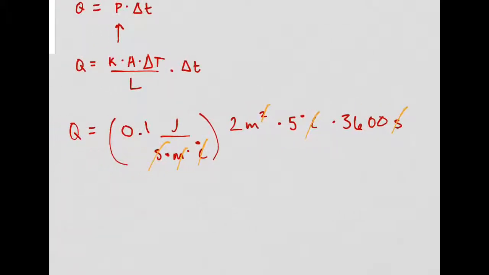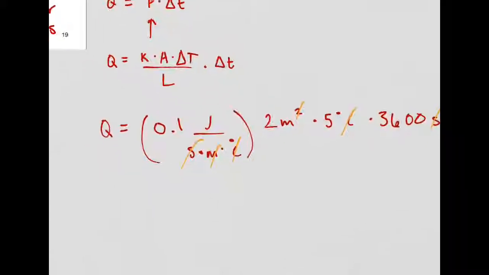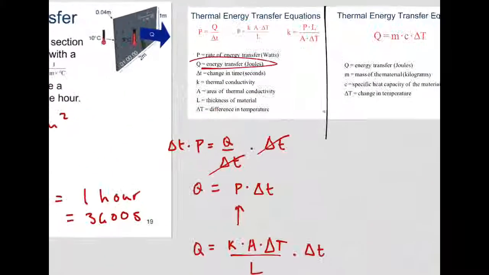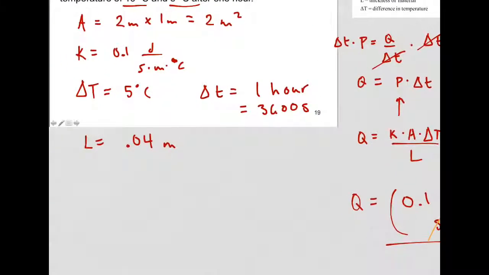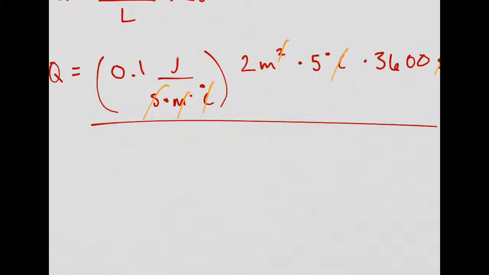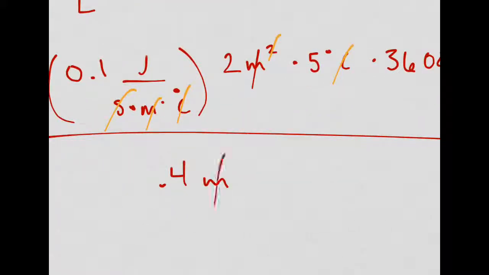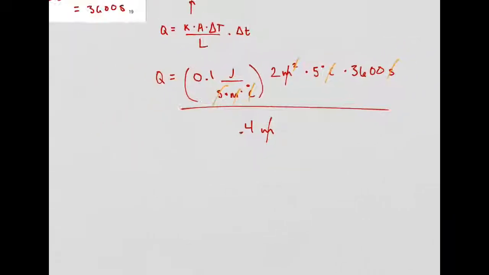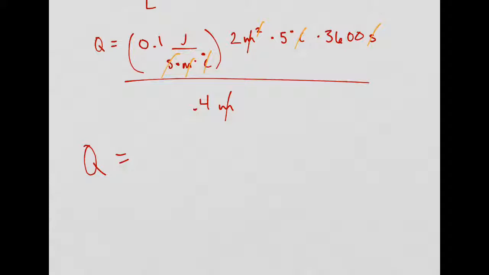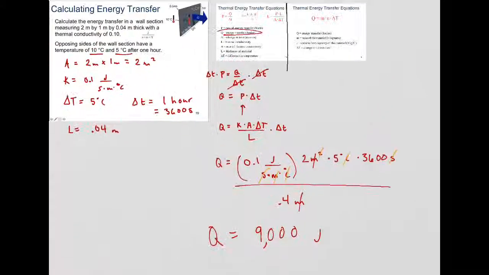Very nice. So we're left with just joules, except we're also dividing by L. What did L say? Thickness of the material, and the thickness of the material was 0.4 meters. So this is 0.4 meters. Oh, and that cancels out with the other one. There we go. Now we're just left with joules. Okay, so Q equals, I'm going to put this in my calculator. And I get 9,000 joules. Well, that's very nice.